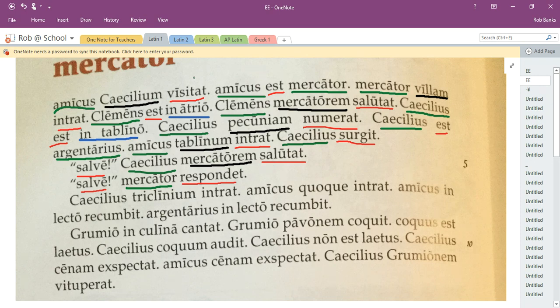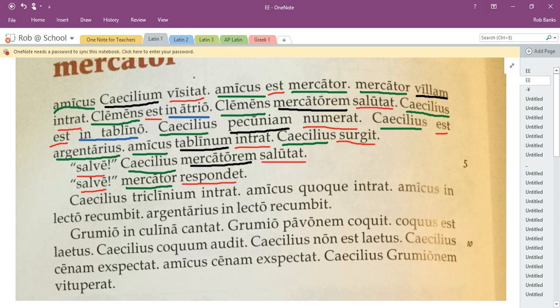Okay, amicus est mercator. Remember, est is like an equal sign. So you're not going to have an accusative with est. You'll have another nominative, right? The nominative is nominative. The friend is a merchant. Mercator velum intrat. So Mercator intrat, that's our subject and verb. Then the am, the accusative there, velum, is our direct object. So the merchant enters the house.